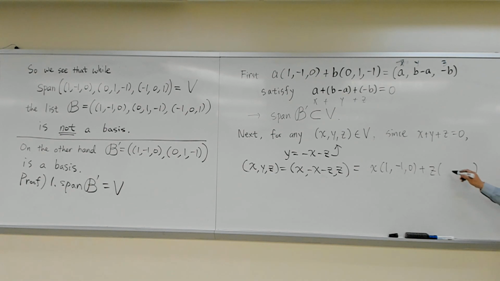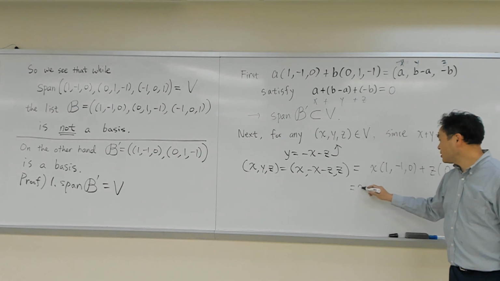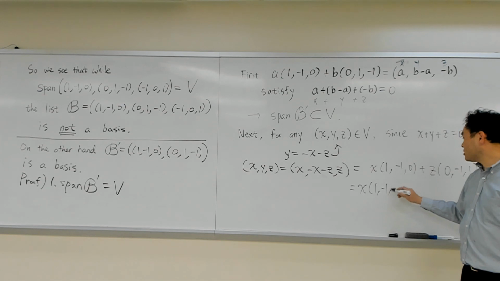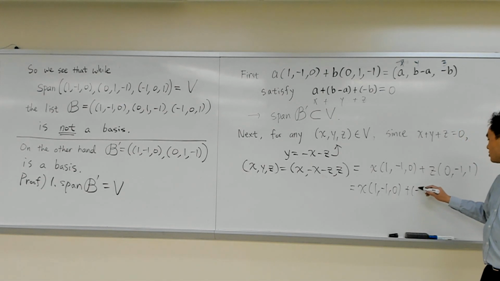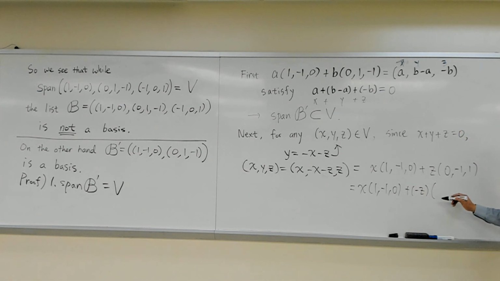0, negative 1, 1. Good. Oh, this is almost that, right? But all I have to do is change this z to negative z, then this should be positive 1 and negative 1, okay? So this is going to be x times 1, negative 1, 0 plus negative z times 0 comma 1 times negative 1, and this is again a linear combination of these two vectors, right?